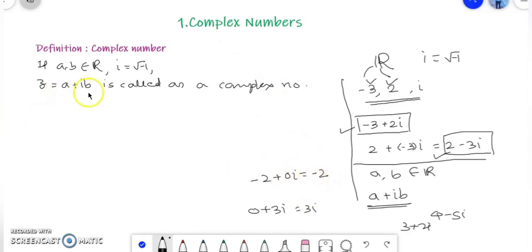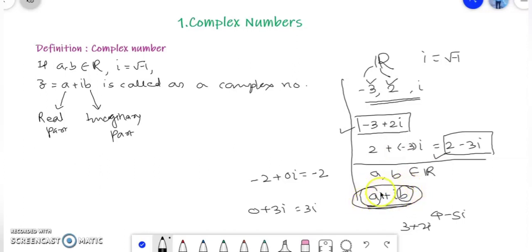Now what about this a and b? a is called the real part of the complex number and b is called the imaginary part of the complex number. So if a complex number a plus ib is given, then a and b are respectively the real and imaginary parts. Mind it, only b is the imaginary part, not ib. a is the real part.